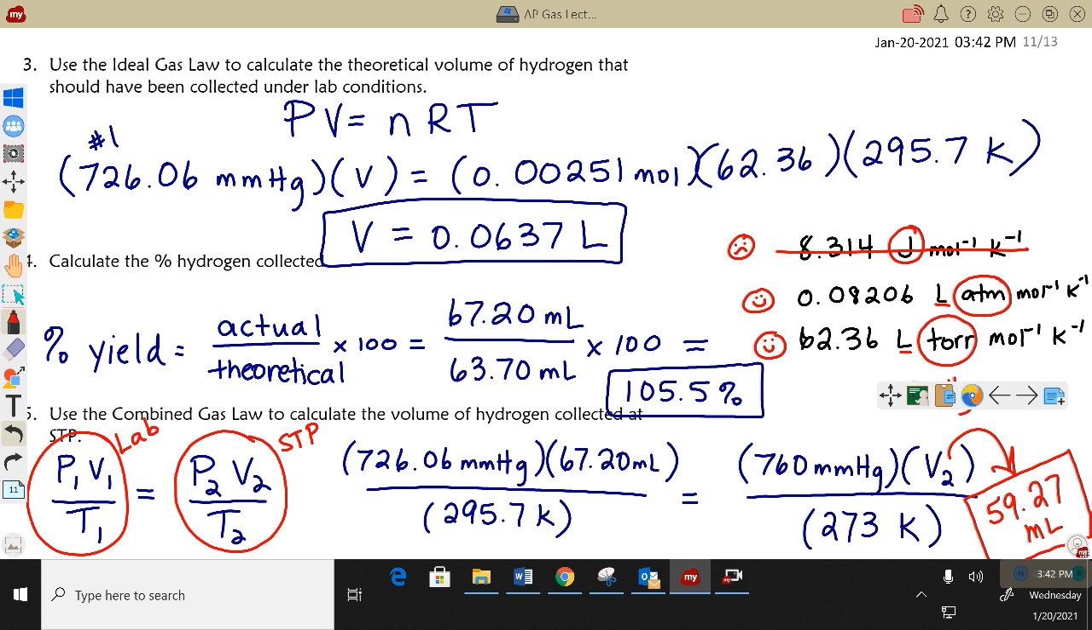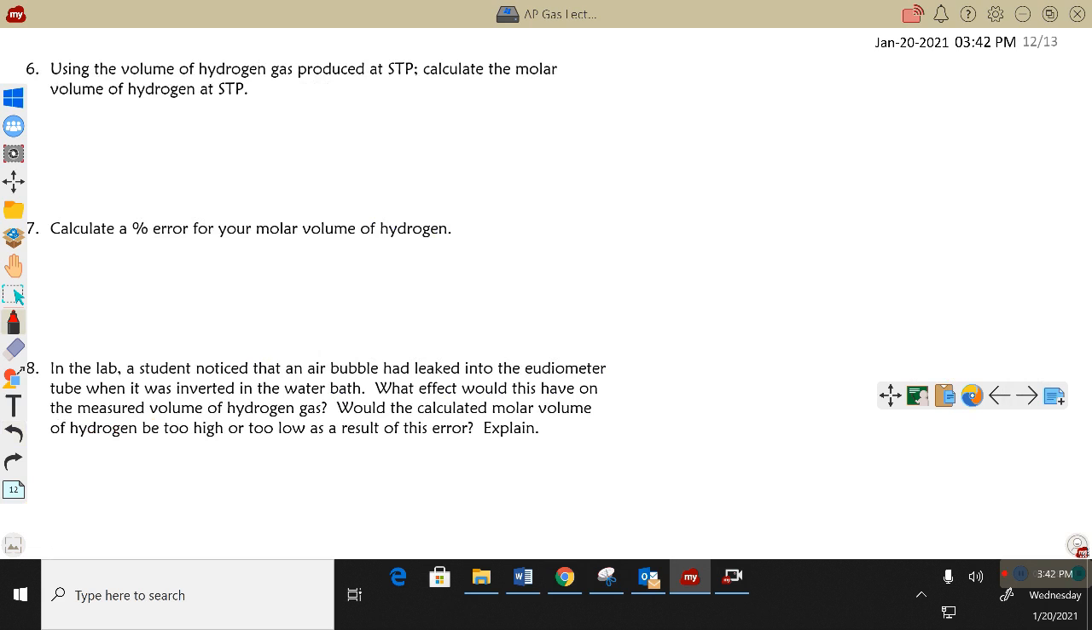Okay, so yeah, that makes sense. I was expecting a little bit lower volume at a lower temperature and a higher pressure. So that's the volume that I would expect at standard conditions, standard temperature and pressure. Alrighty, so here then is the moment of truth. Using the volume of hydrogen gas produced at STP, so that's the 59 that I just calculated, calculate the molar volume of hydrogen at standard temperature and pressure. Molar volume is like the volume of a mole, or it would be in units of like liters per mole.